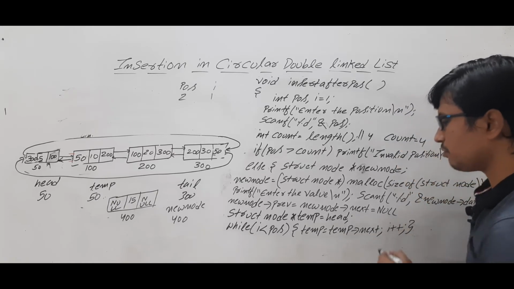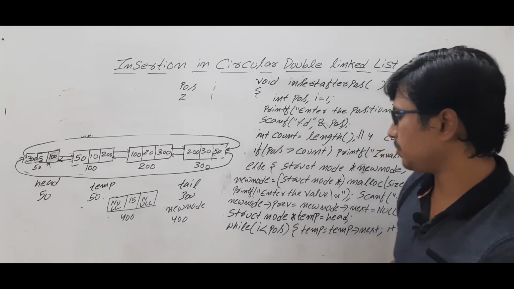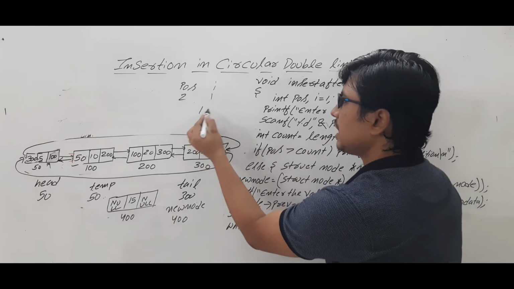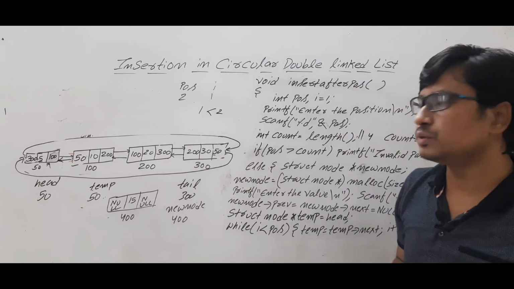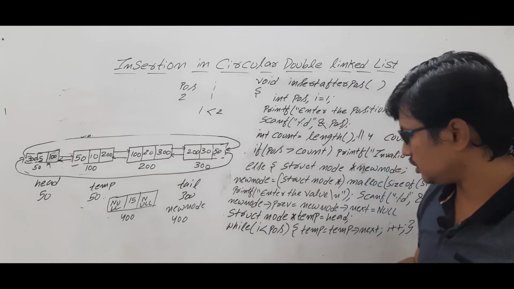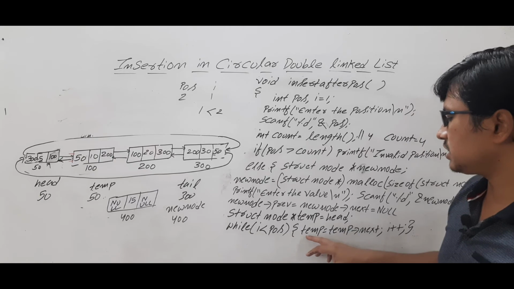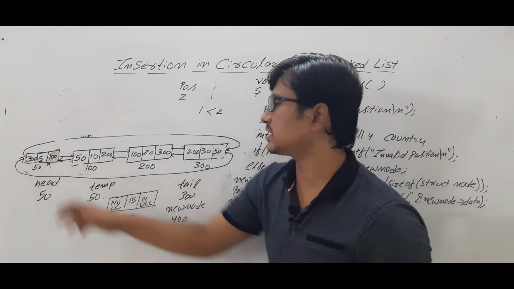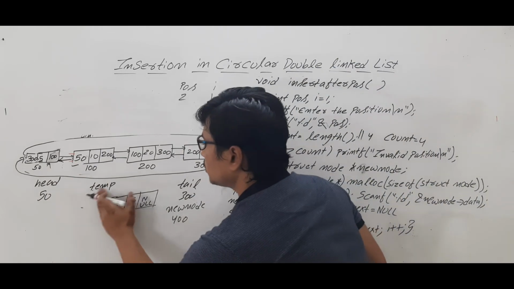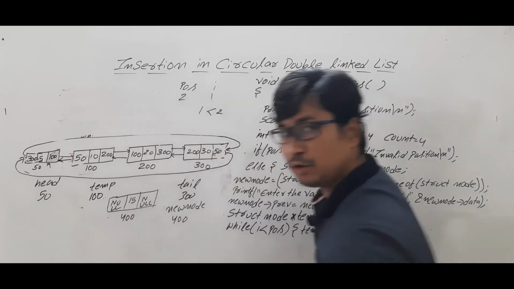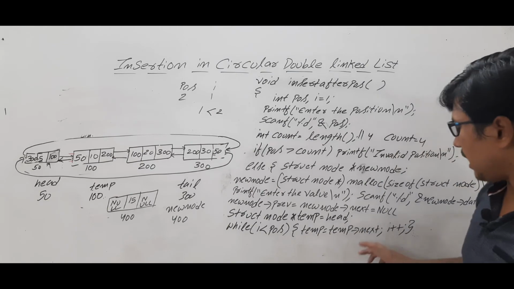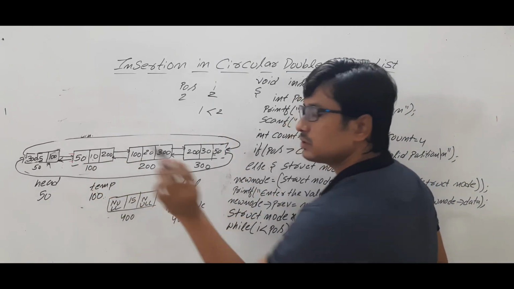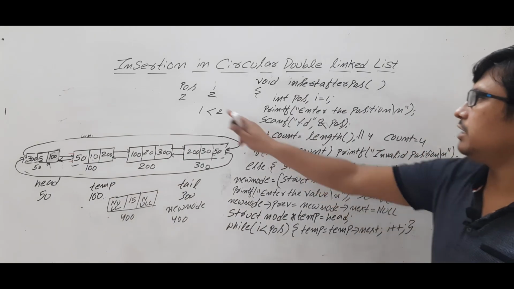So let me close the while loop. Look at what will happen. i less than position: i value is 1, position value is 2. 1 is less than 2, this condition is true, so you have to execute this statement, temp = temp->next. Temp is 50, 50 of next is 100, you are assigning it to temp. I hope you are able to follow with me. Then i++, now the i value will become 2. Now temp is pointing to this node.